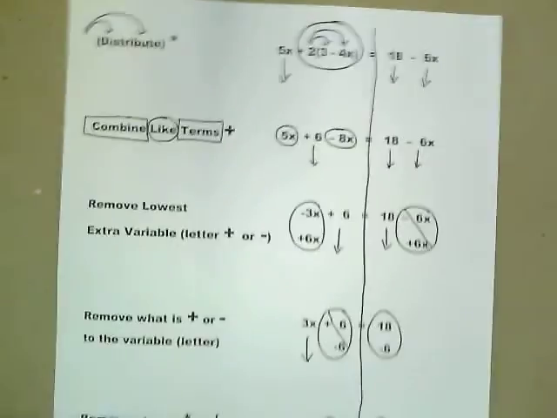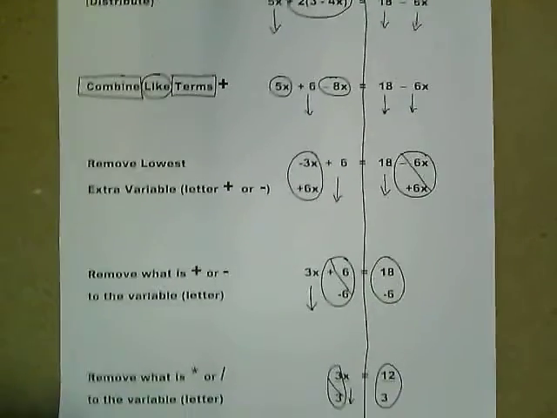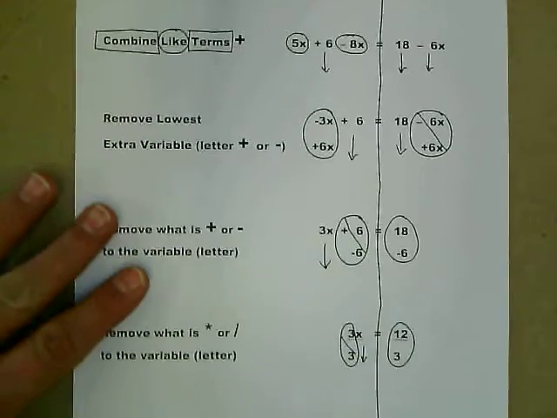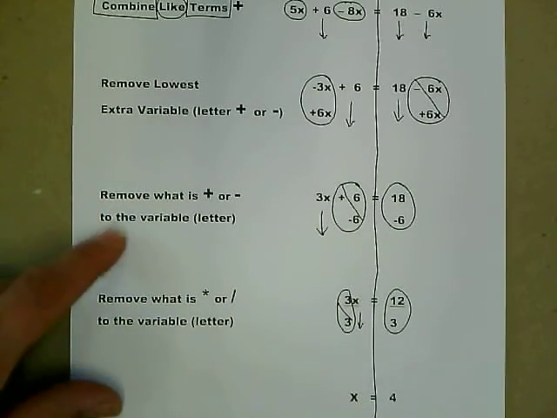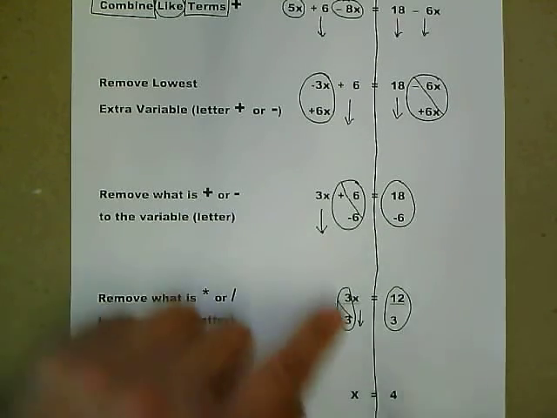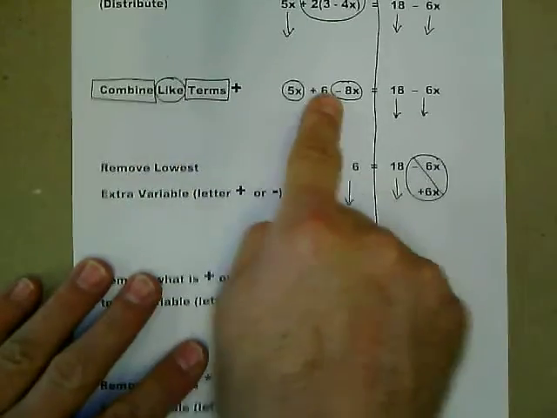That's what this reference sheet is for. And you do have it under materials in your Google Classroom. So it's these 5 steps: distribute, combine like terms, remove the lowest extra variable, or if you can't figure out the lowest, any of the variables is fine. You just end up with a negative number. And you know these last 2 steps: remove what's added or subtracted, remove what's multiplied or divided. And look, it gives you the example straight across what to do with it.